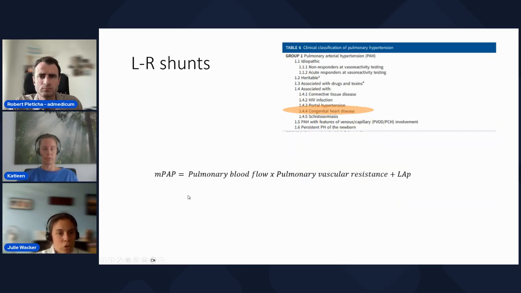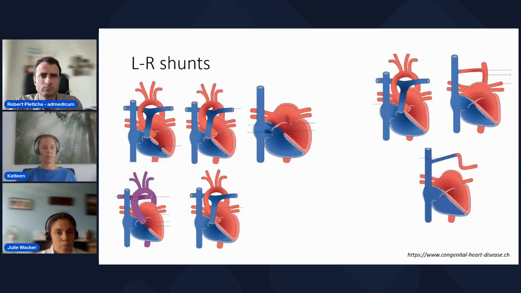And in this situation, you can see that the increase of mean pulmonary artery pressure is mainly due to an increase of pulmonary blood flow because of all this flow that goes from the left to the right and back into the lungs. There are many different types of congenital heart disease that have a left to right shunt. You have the shunts in atrial septal defect, you can have anomalous pulmonary venous drainage, and you can have VSDs, PDAs, AV canal, truncus arteriosus, and many other complex diseases that are not all highlighted in this slide.